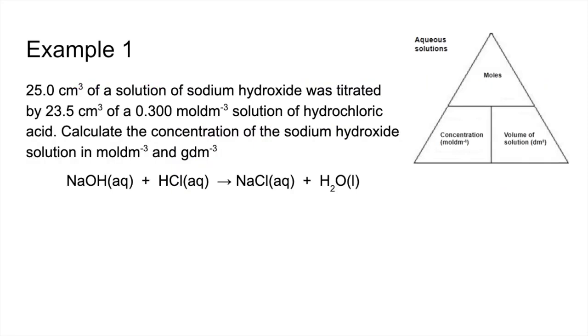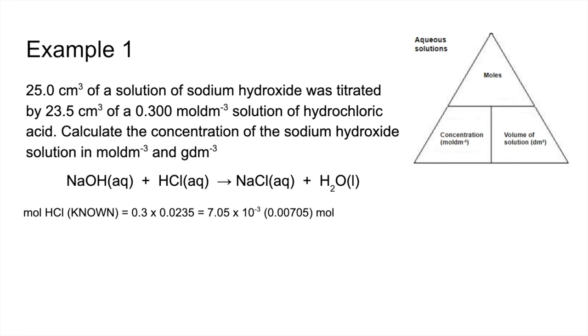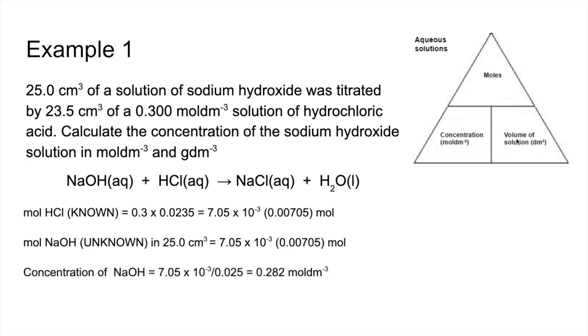So example number 1, we've got to calculate the concentration of the sodium hydroxide solution in moles per decimeter cubed and grams per decimeter cubed. So the first thing we're going to do is calculate the moles of the known chemical, so that's the hydrochloric acid in this case. We've got the concentration and volume for that, so we get 7.05 times 10 to the minus 3. Nice easy mole ratio of 1 to 1, so the moles of NaOH in that 25 cm cubed used in the titration is going to be the same. And then we just apply the formula, so concentration is moles divided by volume. So concentration comes out at 0.282 moles per decimeter cubed.